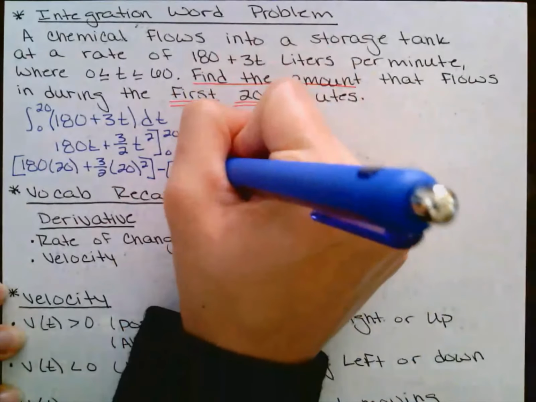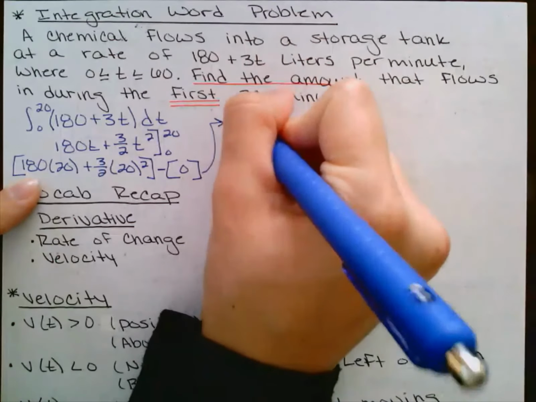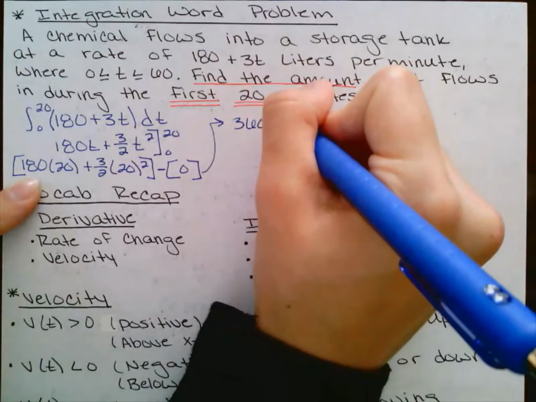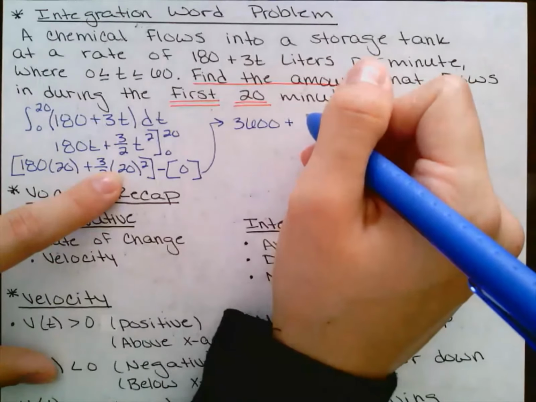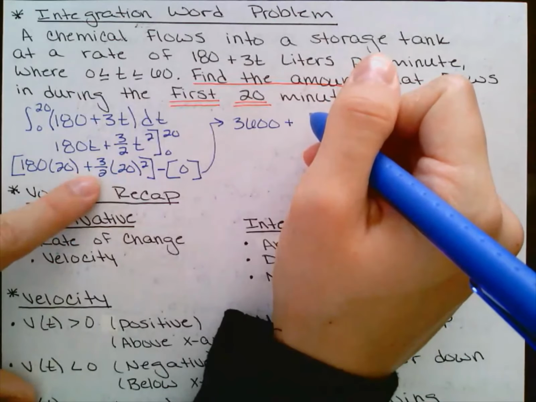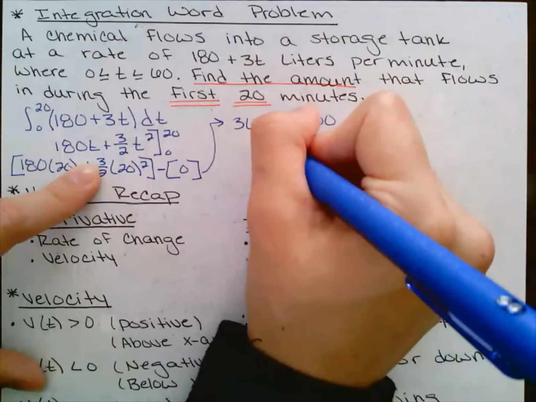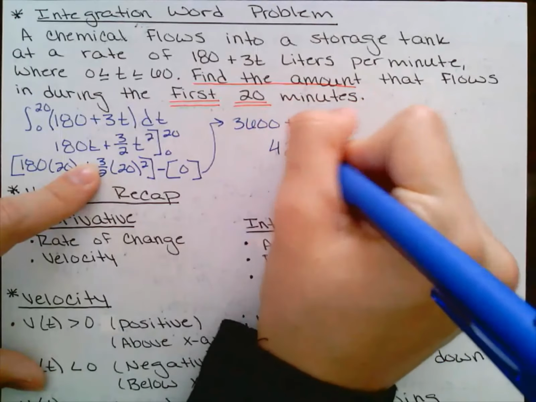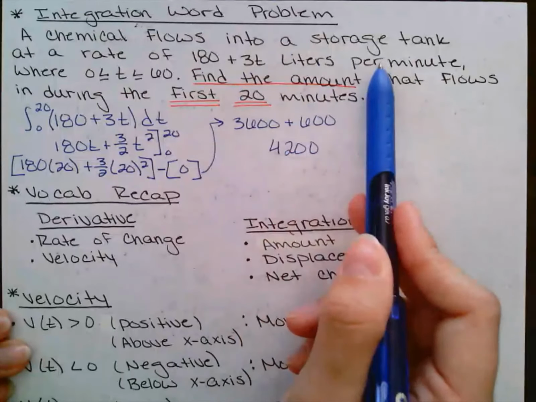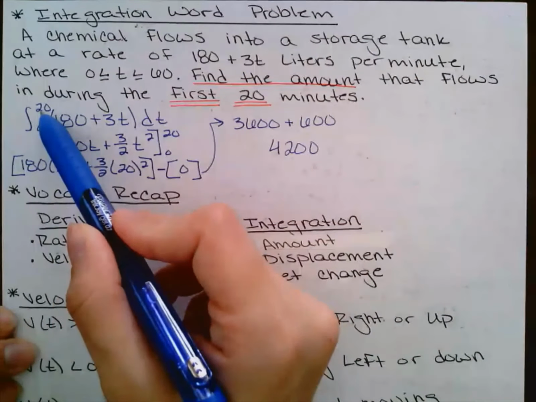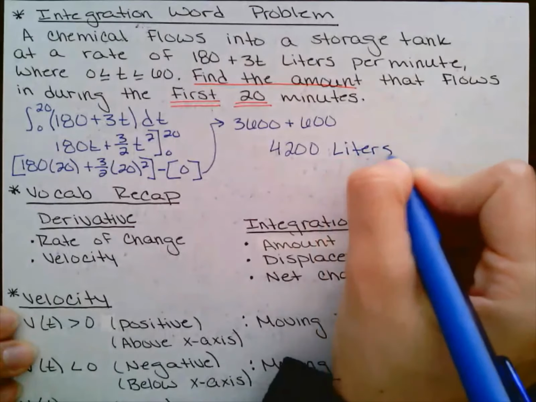Okay? So now 180 times 20 is 3,600. Okay? Plus, I have 20 squared. So 2 squared is 4. Add that 0 in, okay? Those zeros. Divided by 2 and multiply by 3, I get 600. Which gives me an amount of 4,200. Now, please don't forget your units. This says that we were pouring in liters per minute. That means in minutes 0 to 20, there was a total amount of 4,200 liters poured in of chemical.